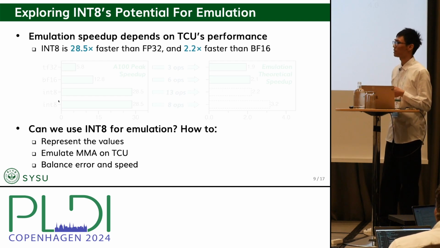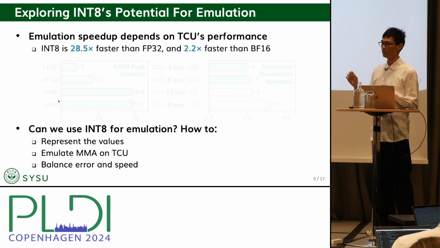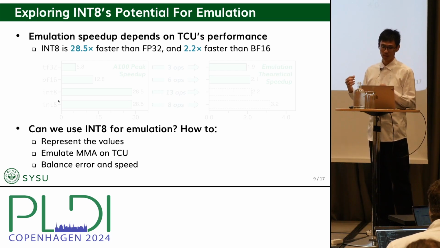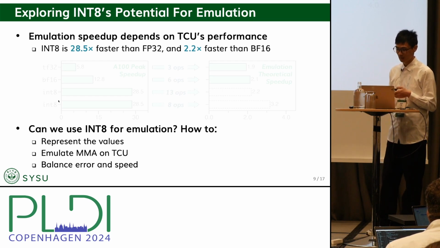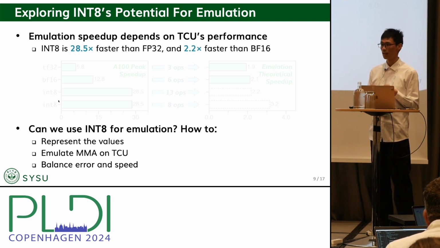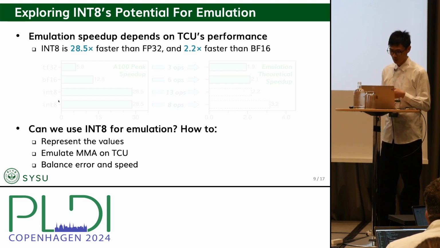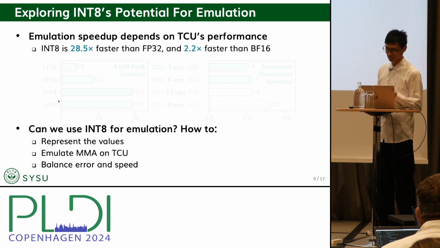We need to address 3 questions. We need to represent the floating point values using the fixed point, and we need to design a method to emulate the matrix multiplication using the fixed point. And we also need to balance the error and speed of the emulation.